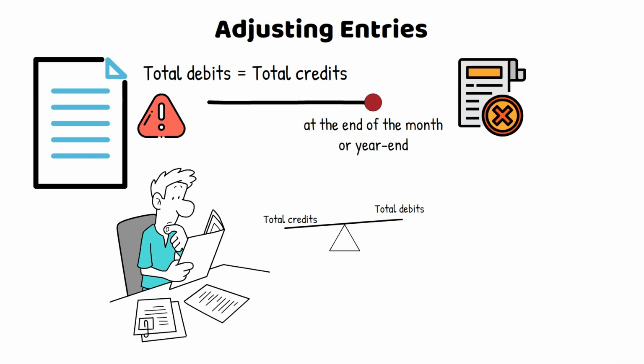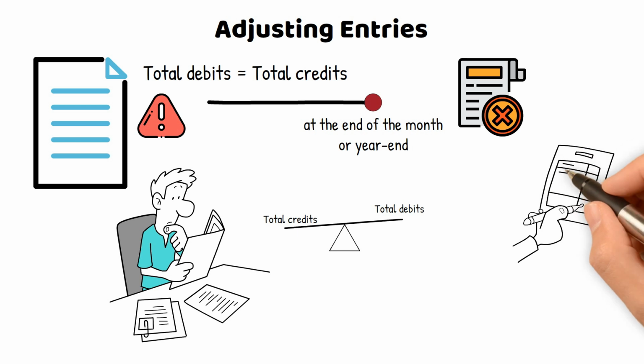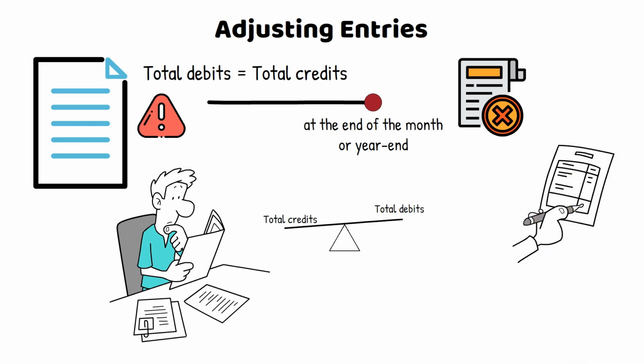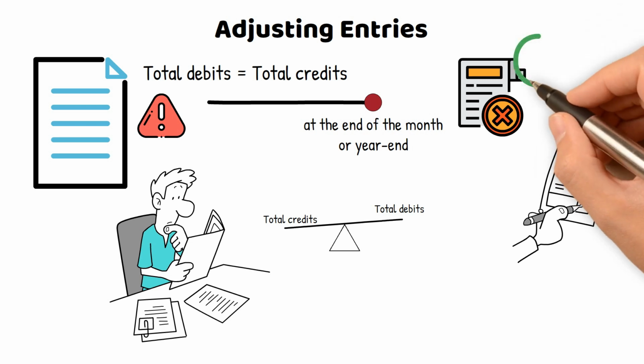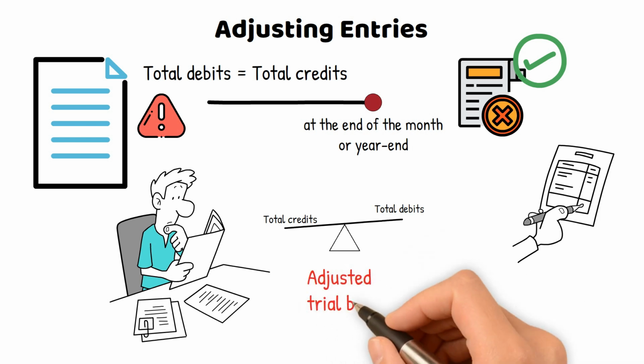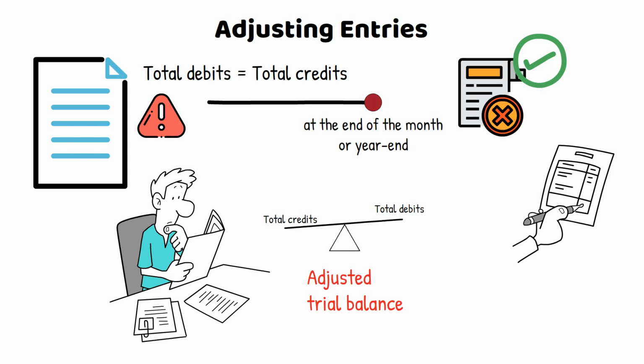After reviewing the unadjusted trial balance, the accountant can adjust entries to record any accruals or deferrals during the accounting period. These adjusting entries are used to update the account balances to reflect the correct amounts for the end of the period. Once the adjusting entries are made, a new trial balance called the adjusted trial balance is prepared. The adjusted trial balance shows the updated account balances after the end-of-period adjustments.